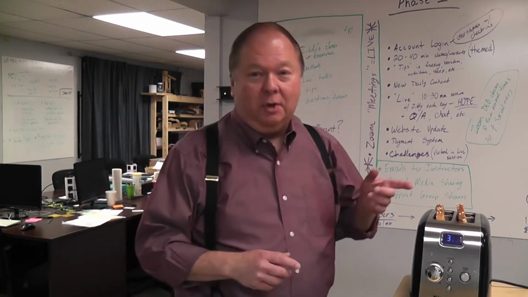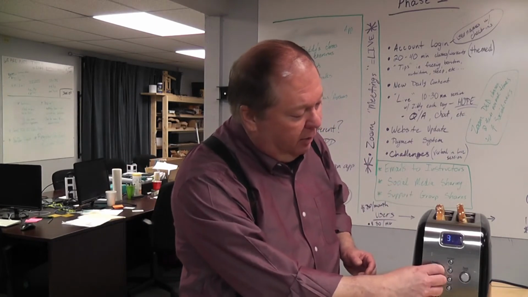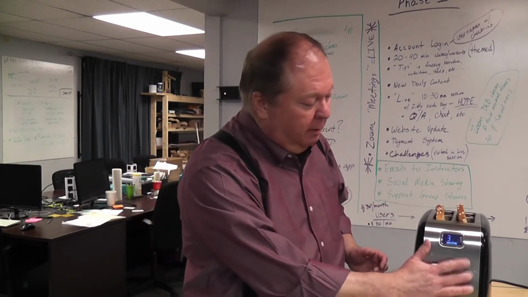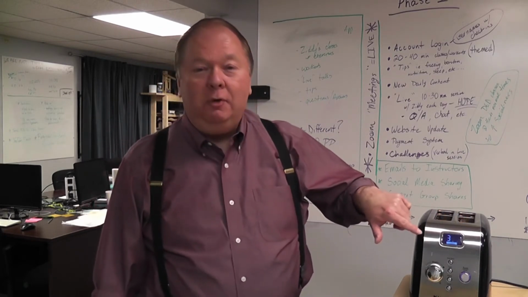Let me show you how this one works. I've actually got some bread in it here. So basically, you set how intense you want the toast, and then you just push the big button here. It makes a little noise. And there's a bar down here. I don't know if you can see it or not.